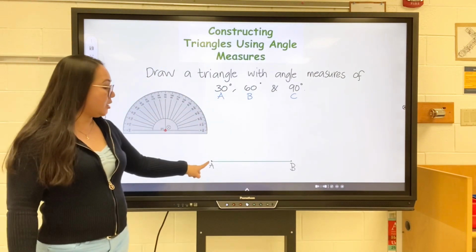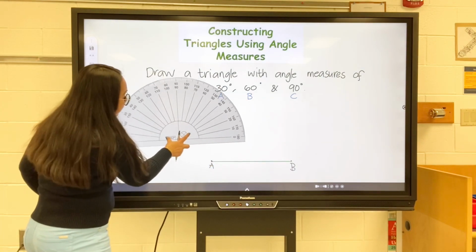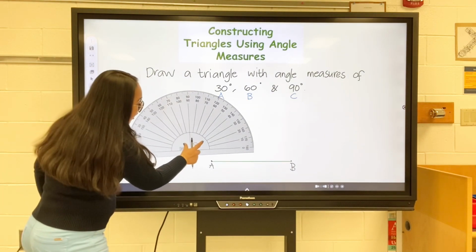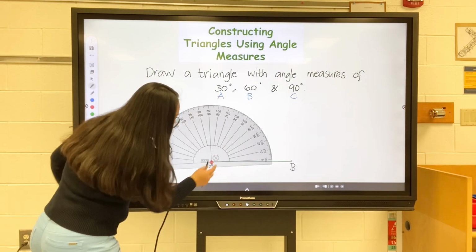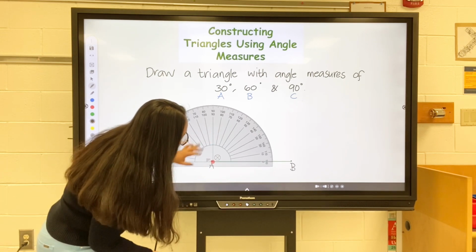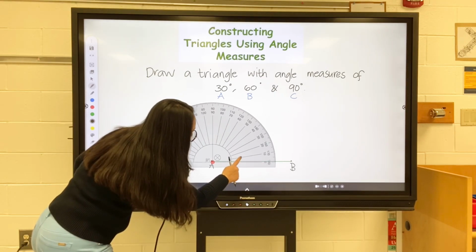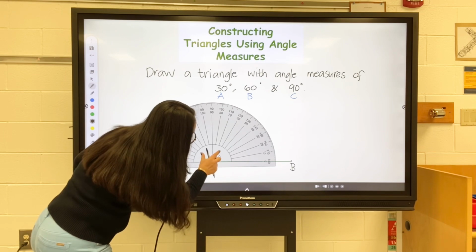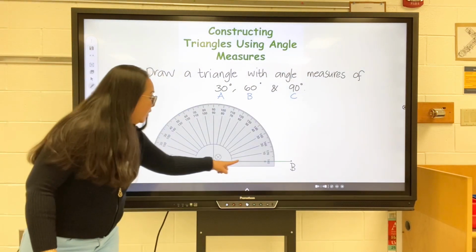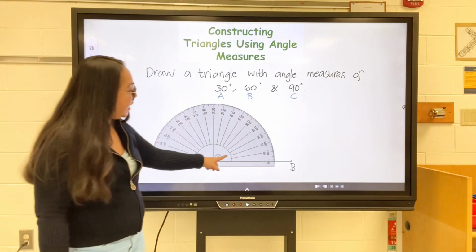If you start measuring on the left, we have to put the middle of the protractor. You see this red part here? That's the middle of the protractor. And then put that on point A, making sure that the line of the protractor, which is this one, should be on top of the green line that is drawn on the board. So if you notice, the line on the protractor is on top of the green line.